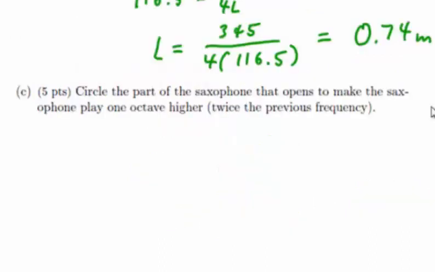Part C asks us to circle the part of the saxophone that opens to make the saxophone play one octave higher. We stated previously that the saxophone in its fundamental mode is like a stopped organ pipe, so that it is open at one end and closed at the other. In the case of an organ pipe, the way that we make the pipe play one octave higher is we make the organ pipe open-open by unstopping it, thereby creating an n/2L instead of an n/4L formula. We do exactly the same thing with the saxophone.